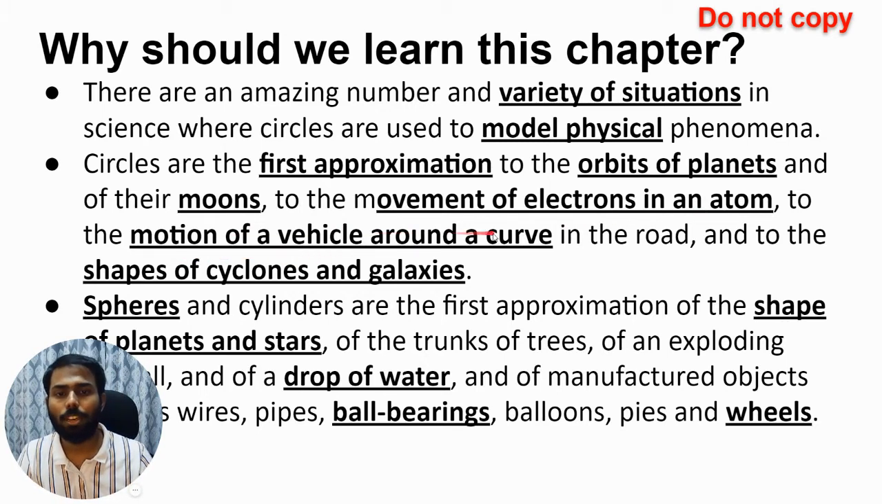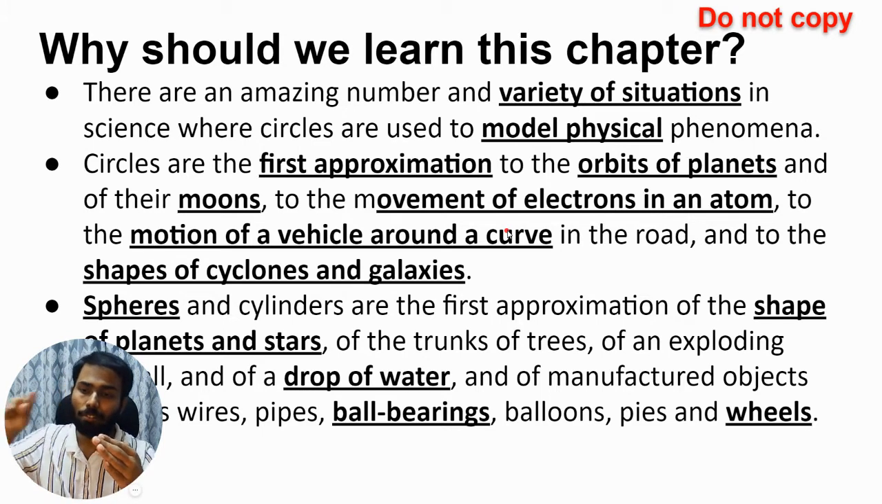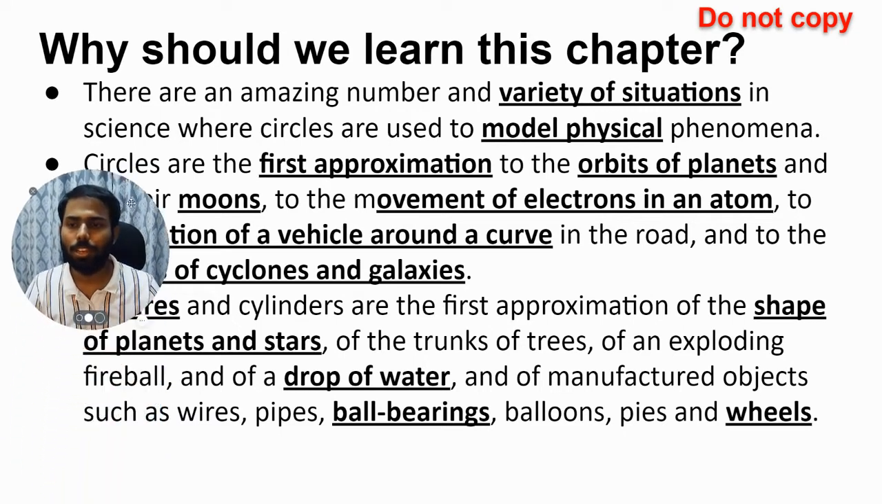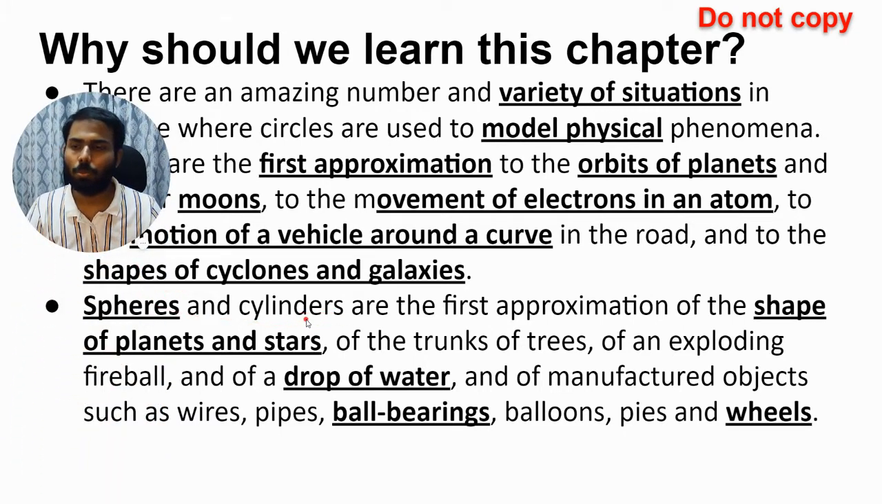Also, motion of a vehicle around a curve. Whenever your car is taking a turn, whatever that curve is, you assume that it's a part of a bigger circle, and then again, it is going to make your calculations easy. Shapes of cyclones and galaxies are also assumed to be circles, and then we make a few calculations. Then spheres and cylinders. What's the connection between spheres and cylinders with respect to circle?